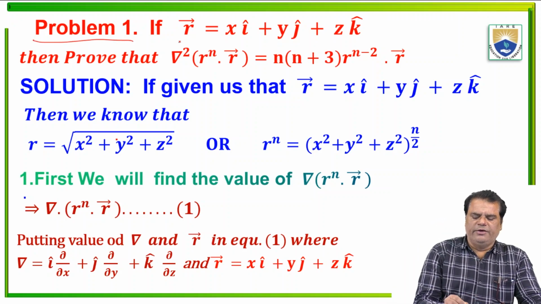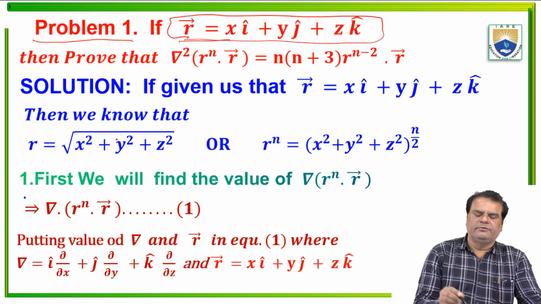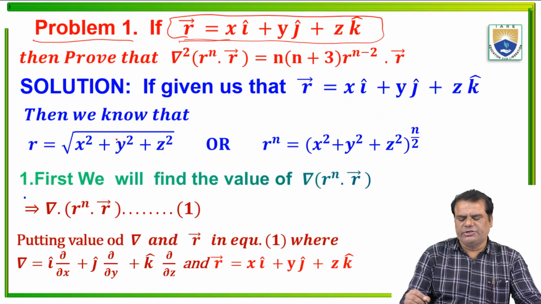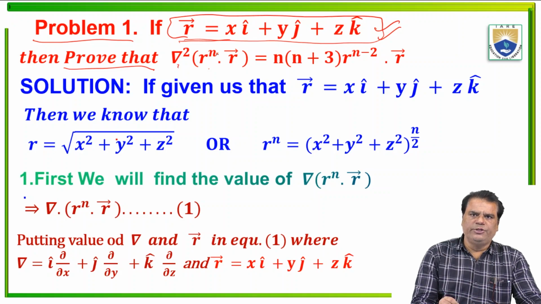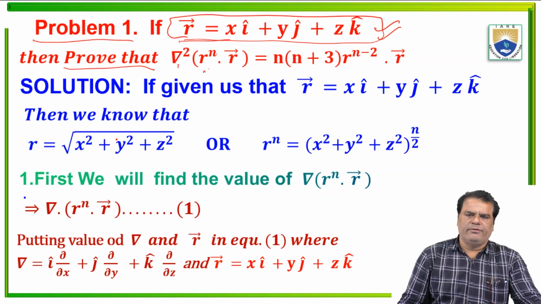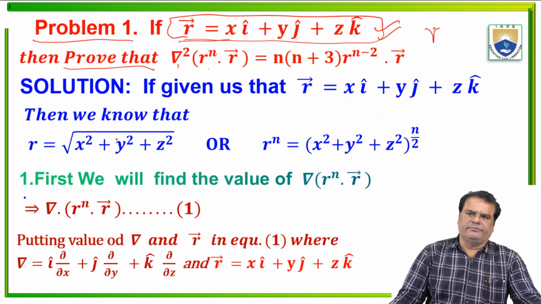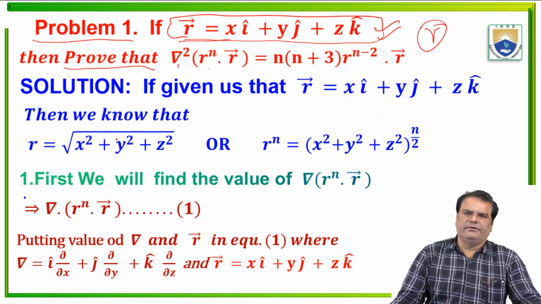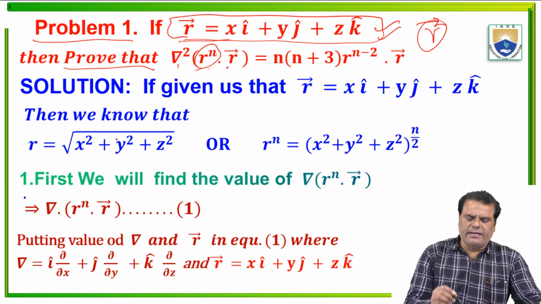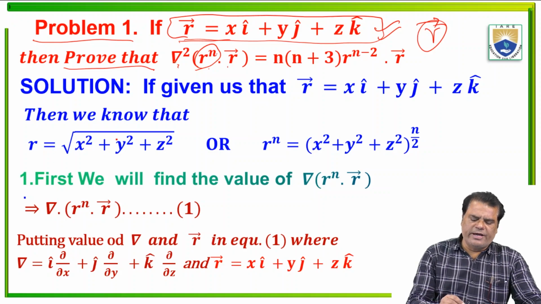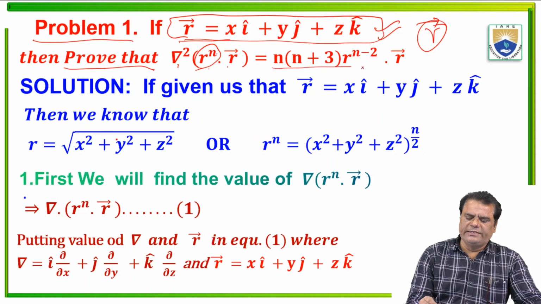So problem 1: if r is the vector point function xi plus yj plus zk, as given in our question, then prove that del square of r to the power n vector r equals n into n plus 3, r to the power n minus 2, into vector r. Here r is a scalar if there is no vector mark on r; if there is a vector mark on r, that is a vector. So r to the power n is a scalar quantity, and vector r is a vector.